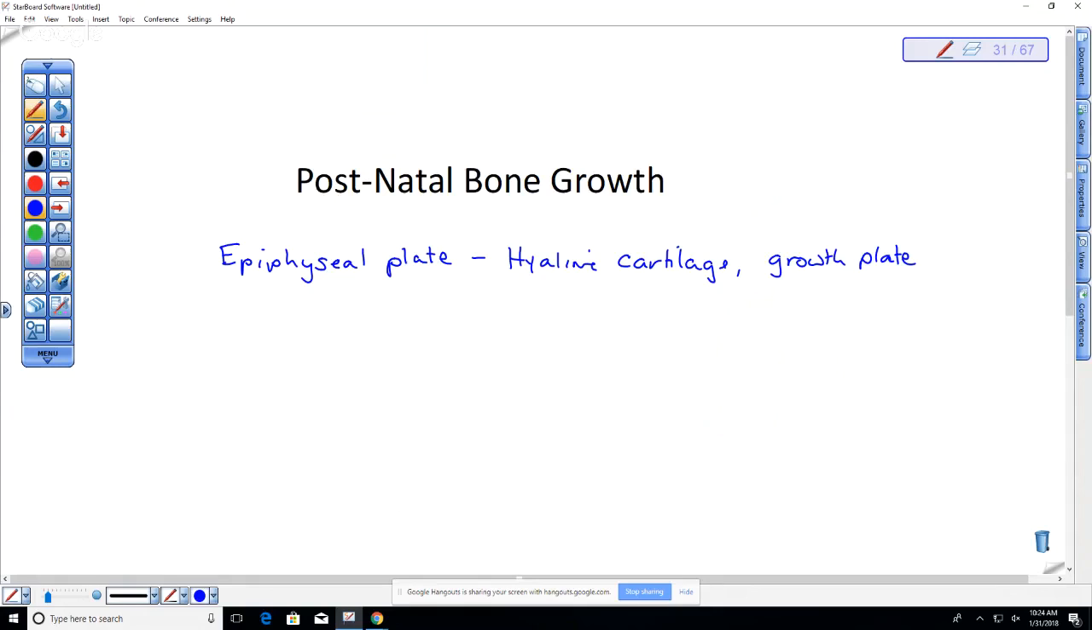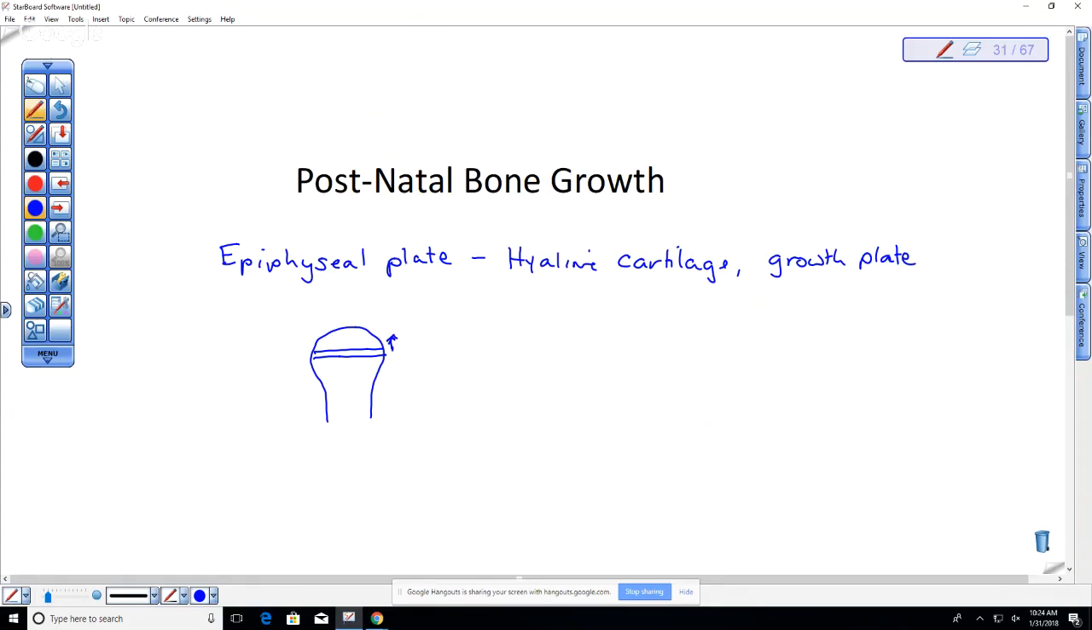So if we look at the end of a long bone, I'm just going to draw my long bone here. This would be my hyaline cartilage, so that would be my epiphyseal plate. When we look at that plate, the way that it is going to grow is that the cells are going to divide, and they're actually going to push the epiphysis away from the diaphysis.